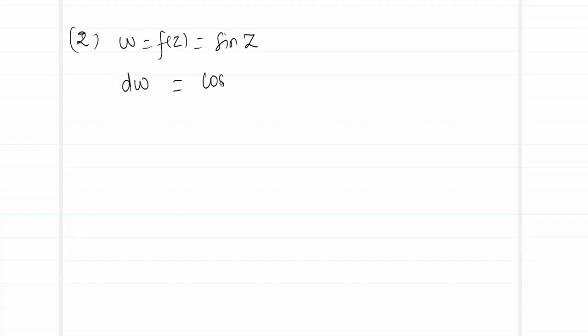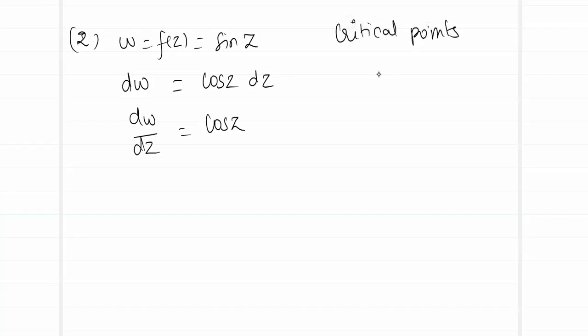Find the critical point of the transformation w equal to f of z, which is given by sine z. Now let me find the derivative: dw equal to cos z dz. So what will be dw by dz for me? This will be cos z. If I want the critical points, how do I get them? Critical points are given by dw by dz equal to 0. So I have cos z equal to 0.